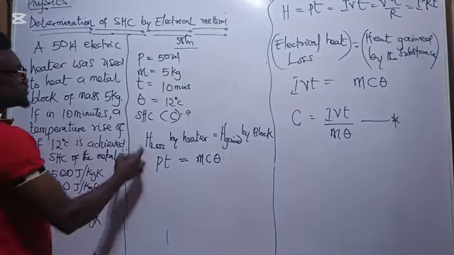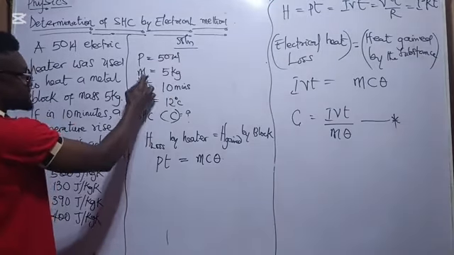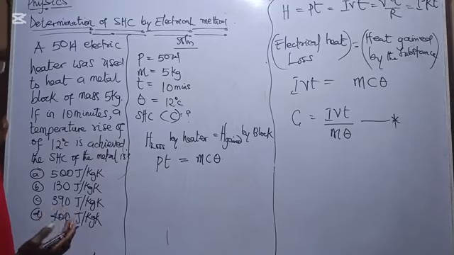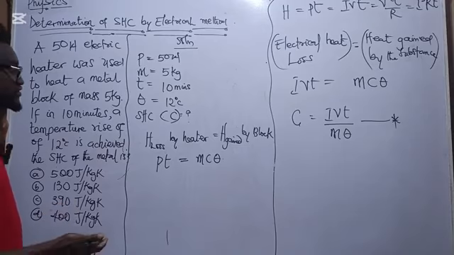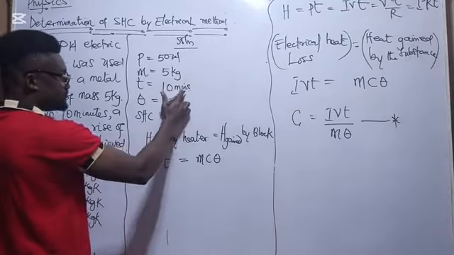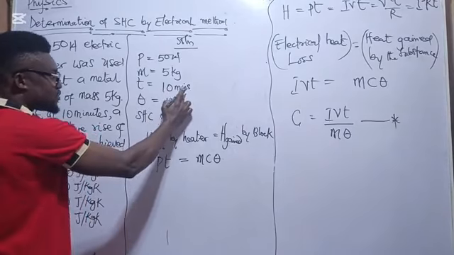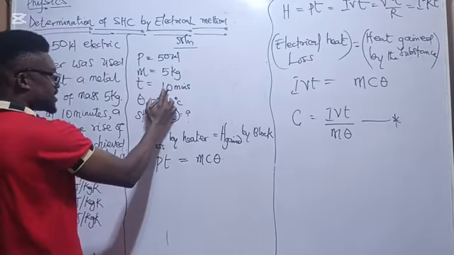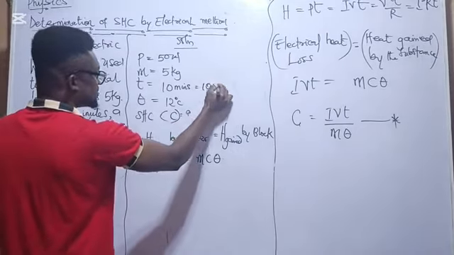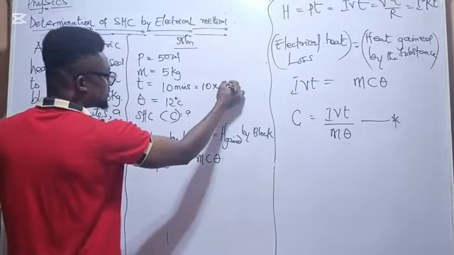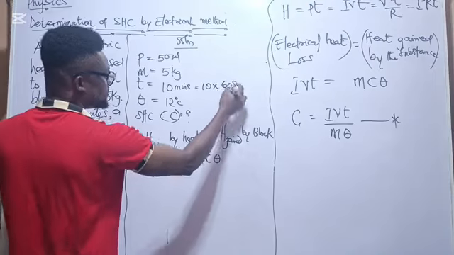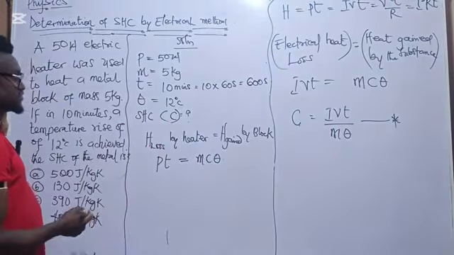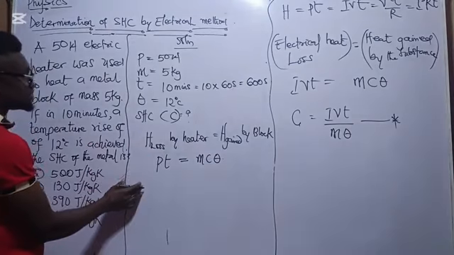So at this point, we have the power measured in watts, the mass in kilogram, while the time is in minutes. So we have to convert these minutes to seconds. Now, in order to convert minutes to seconds, we said 1 minute is equal to 60 seconds. So here now will be 10 times 60 seconds. If you multiply this, you are getting 600 seconds.